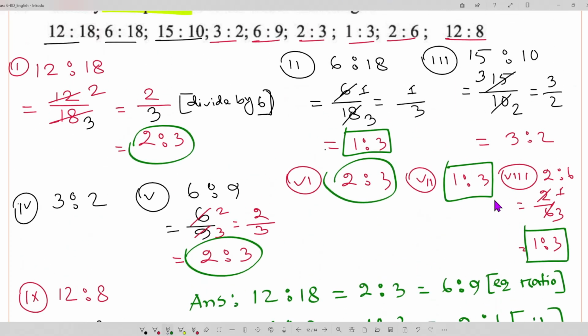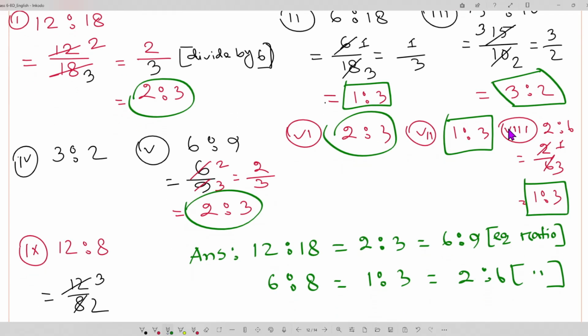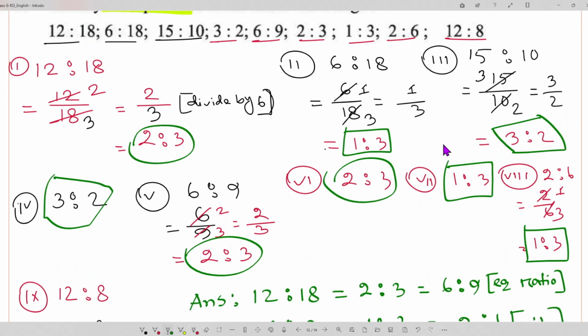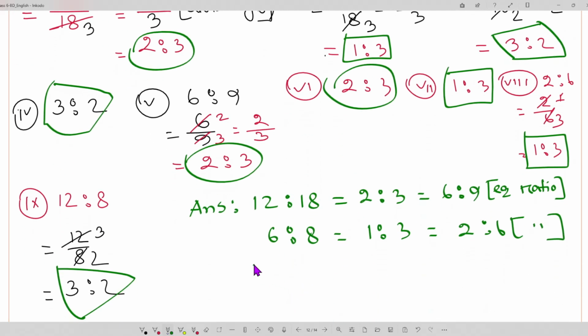Okay, and here look, here 3 is to 2, here another 3 is to 2, and here is another 3 is to 2. So we can write here 15 is to 10 equals 3 is to 2 equals here 12 is to 8.